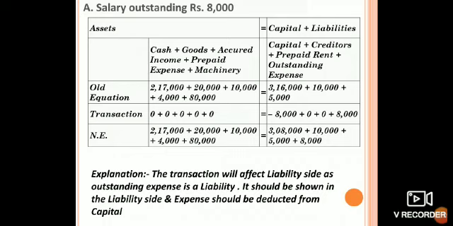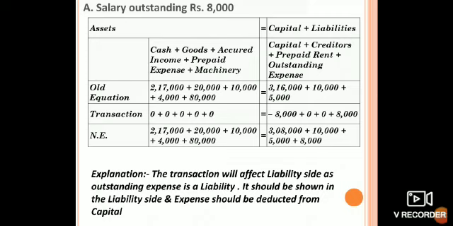Salary outstanding rupees 8,000. Here the old equation is 2,17,000 plus 20,000 plus 10,000 plus 4,000 plus 80,000 under asset side, and 3,16,000 plus 10,000 plus 5,000 under liability side. Here the salary is outstanding, so it has to be reduced from the capital, and you will create a separate column outstanding expense under liability side. So this 8,000 is both added and reduced under liability side, so it is affecting only one side of the accounting equation, but the effect is on both the sides.